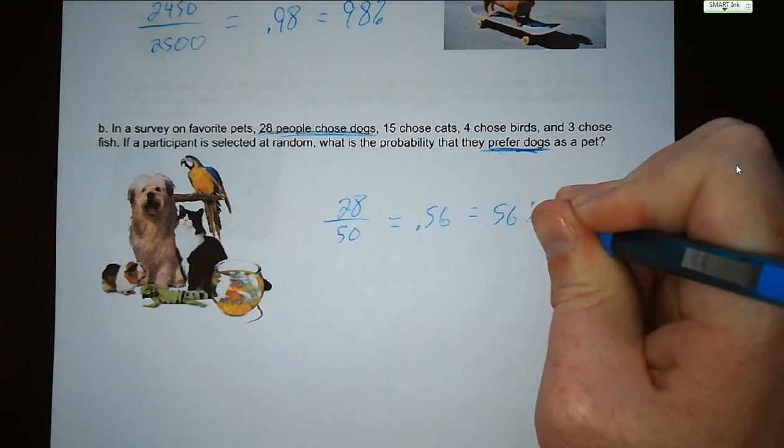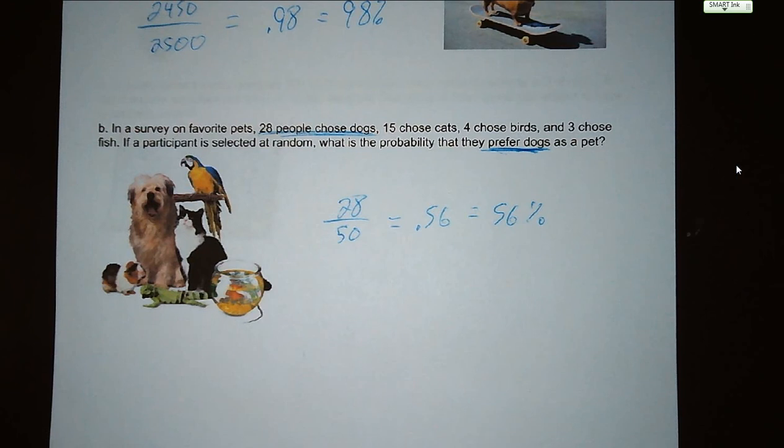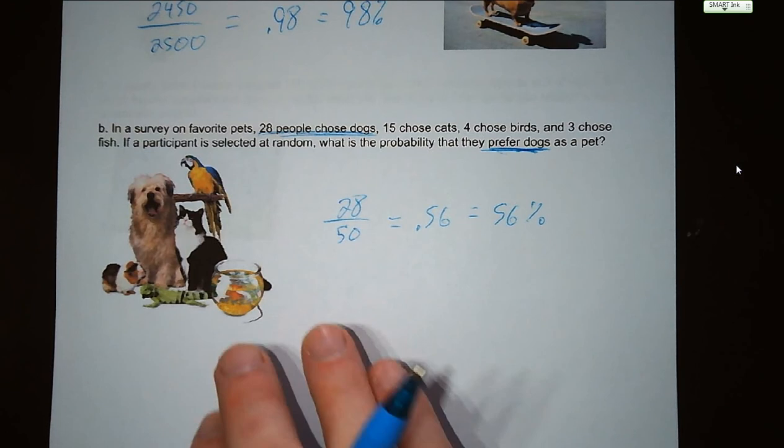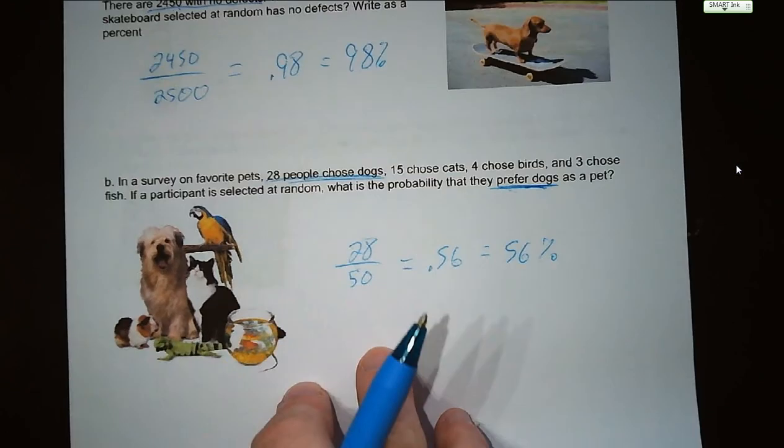So you have a 56% chance, so just over 1 in 2, of picking somebody out of that survey that chose dogs as their favorite animals.